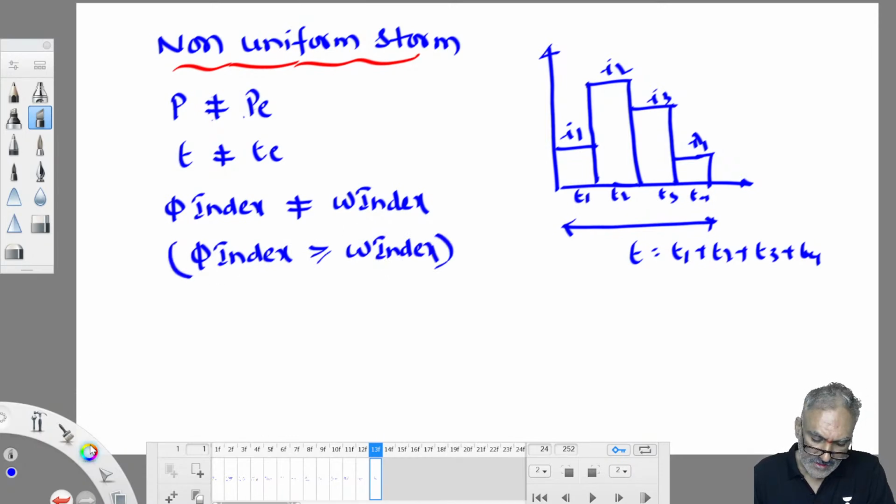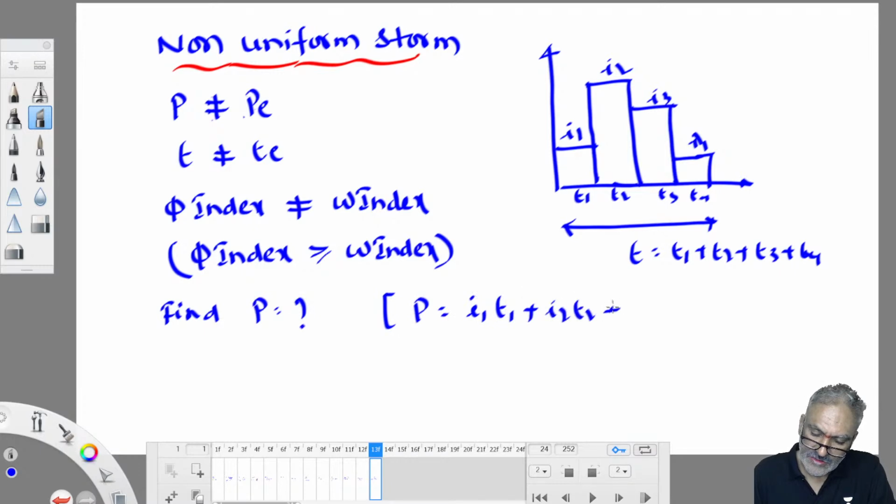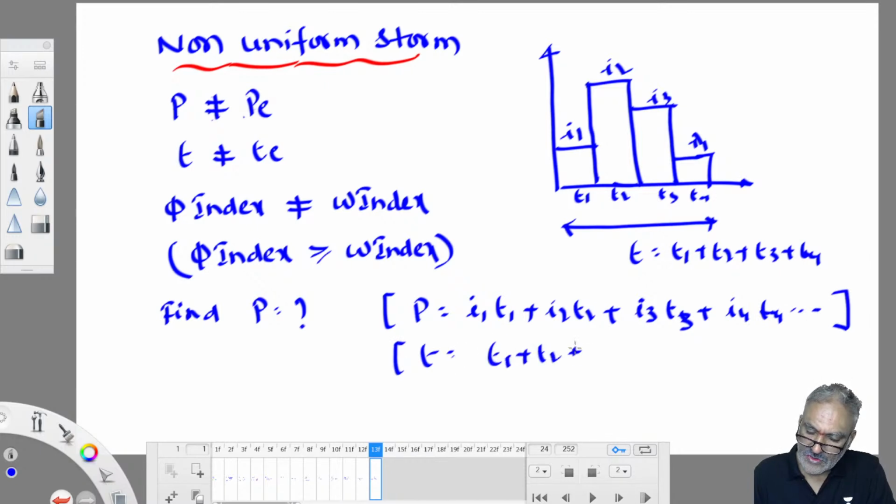Okay? So for such cases, what do you need to do? How do you find the pi index and the double index? First find P. P is equal to I1 into T1 plus I2 into T2 plus I3 into T3, I4 into T4 and so on. What is T? T is equal to T1 plus T2 plus so on, any number of T's. If you add them, you will get T. Find P and T. If any losses are there, they will give you.